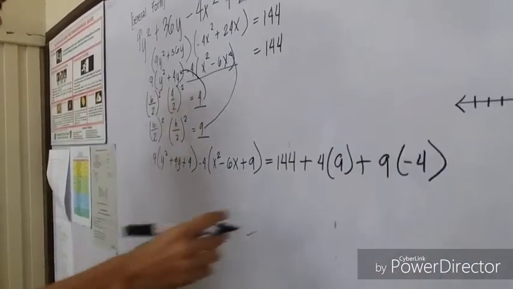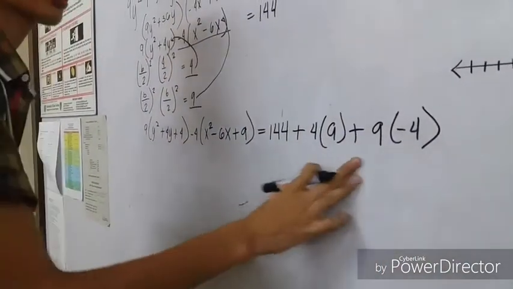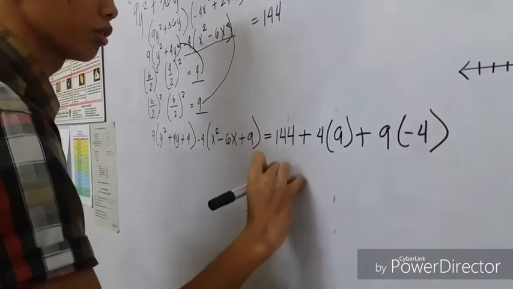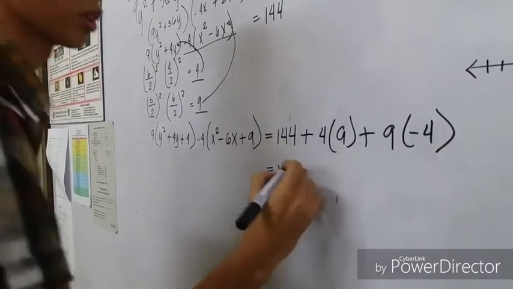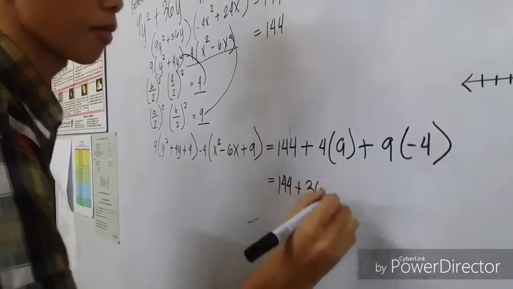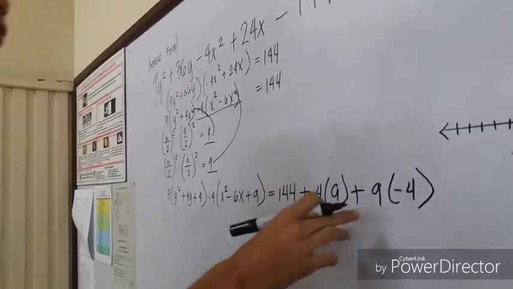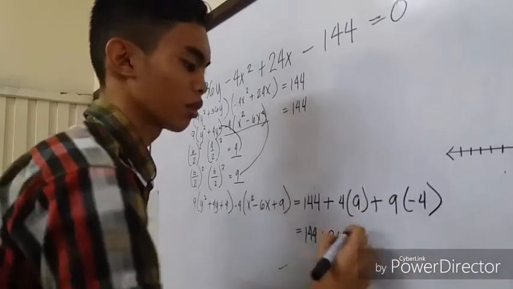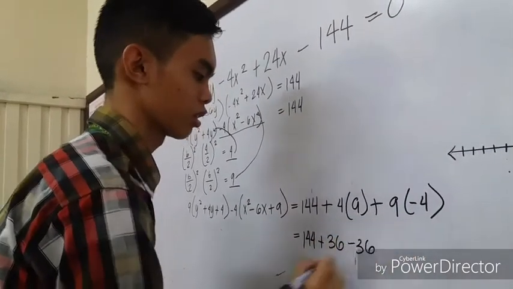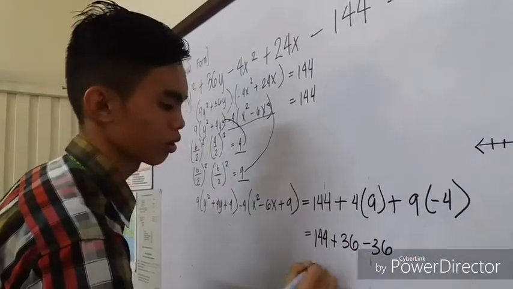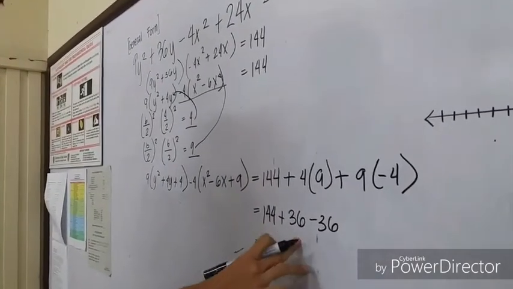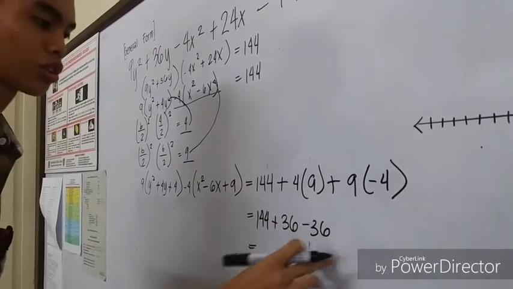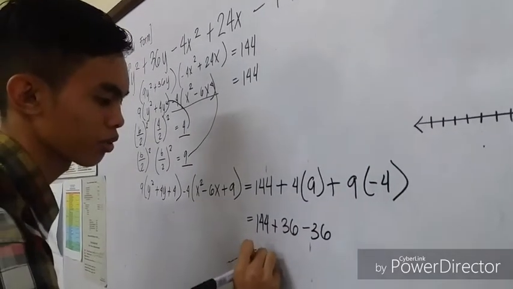Then next step, we must simplify the values on the right side. So 144 plus 4 times 9 is equal to 236. And then positive 9 times negative 4 is equal to negative 36. So when we simplify it further, 36 minus 36 is equal to 0. So again, we copy 144.